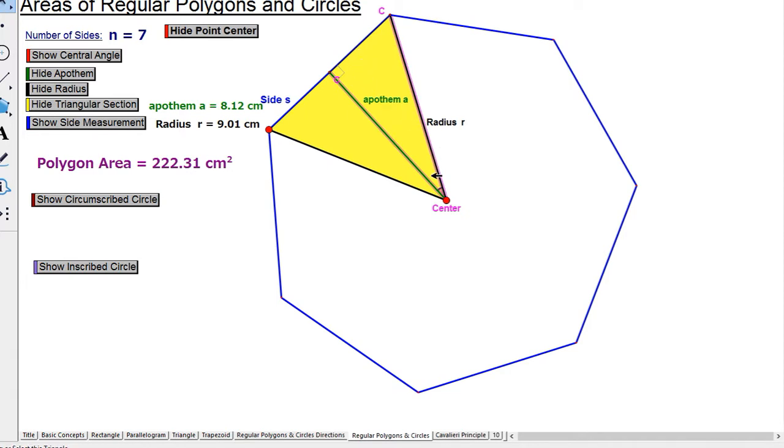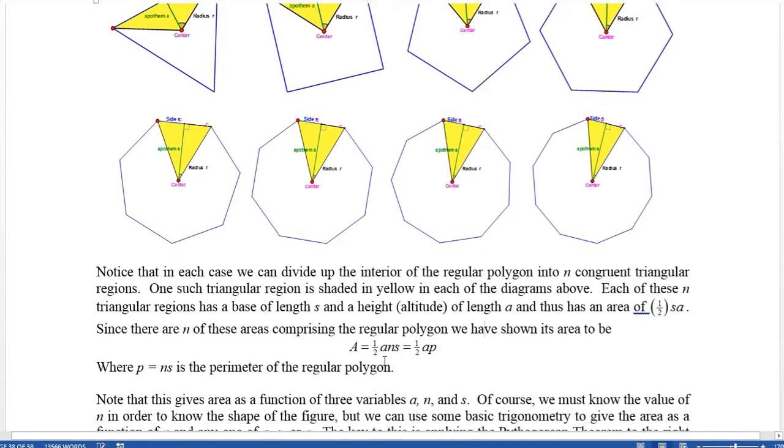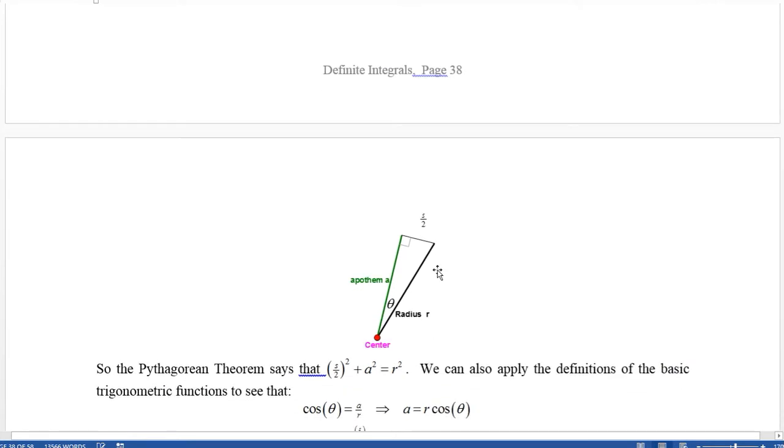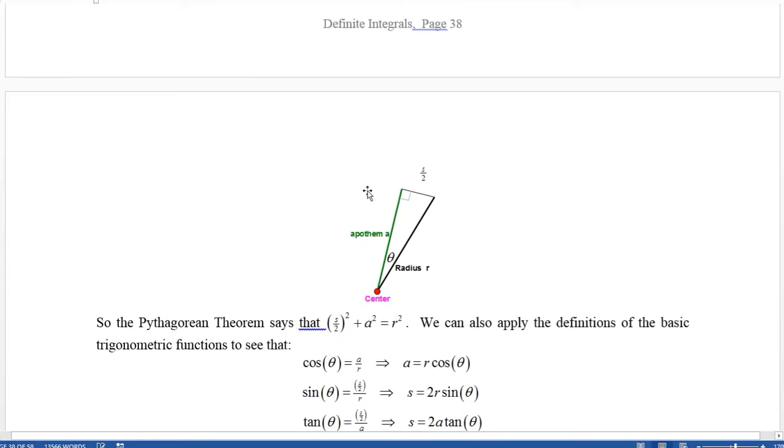Okay, so we have a right triangle, and we know that this side right here is A, the adjacent leg. We know the hypotenuse has length R, and we know the opposite side is actually half of S, so this is S over 2. And that gives us a right triangle. So we basically have this right triangle here where the angle is theta, hypotenuse R, opposite side is S over 2, the adjacent side is apothem A, and this gives us many relationships among these four letters, A, R, S, and theta.